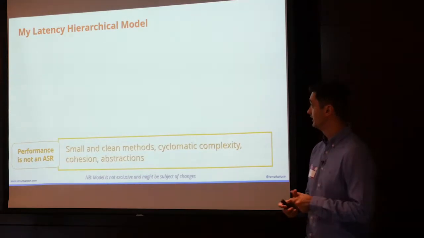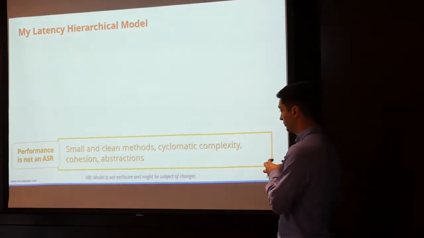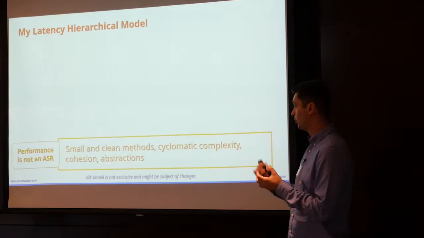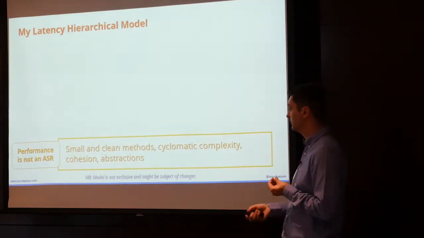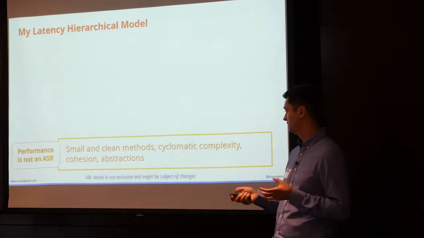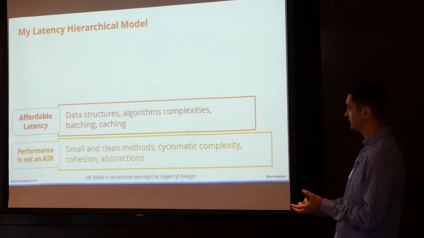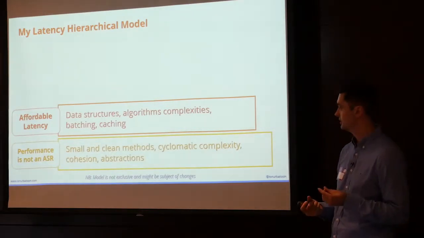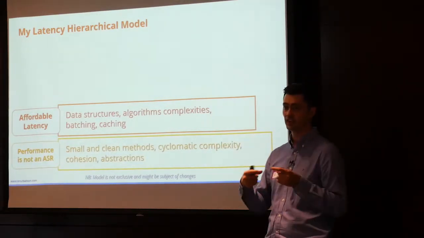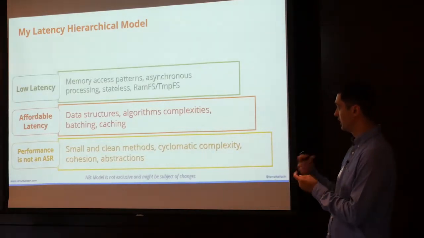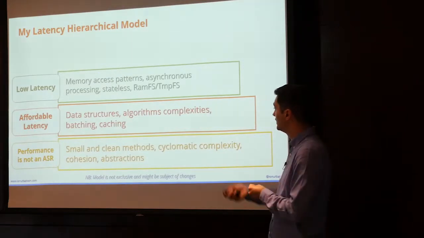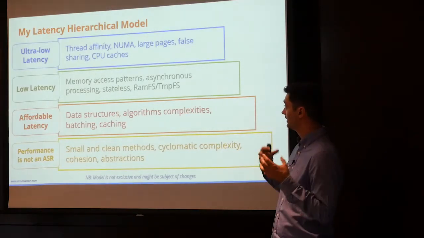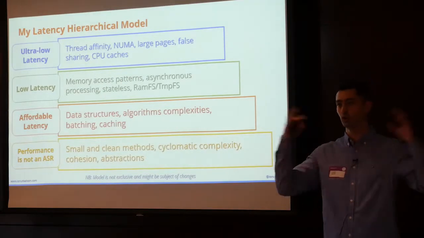And getting back to my latency model, now what we can map in it: if the performance is not a requirement, basically keep on writing small and clean methods, pay careful attention to cyclomatic complexity, cohesion matters, number of abstractions matters. If the project is somewhere in the affordable latency area, you should properly choose your data structures, pay careful attention to complexities. Why not use batching, caching? For the low latency, memory access patterns matter. Why not try to use asynchronous, stateless processing, RamFS, TempFS? And the last one is ultra low latency, where you can do all the others.